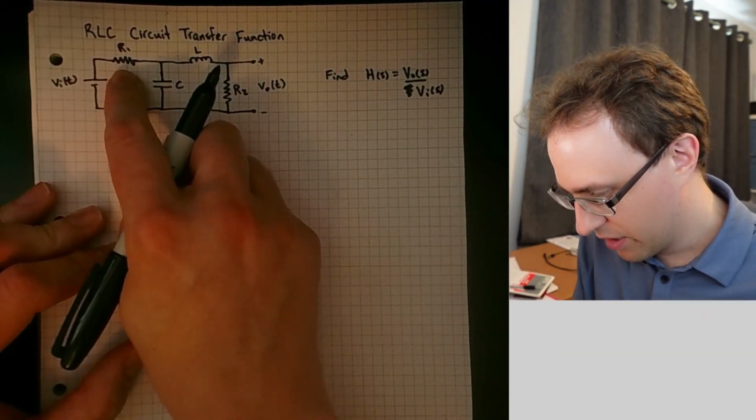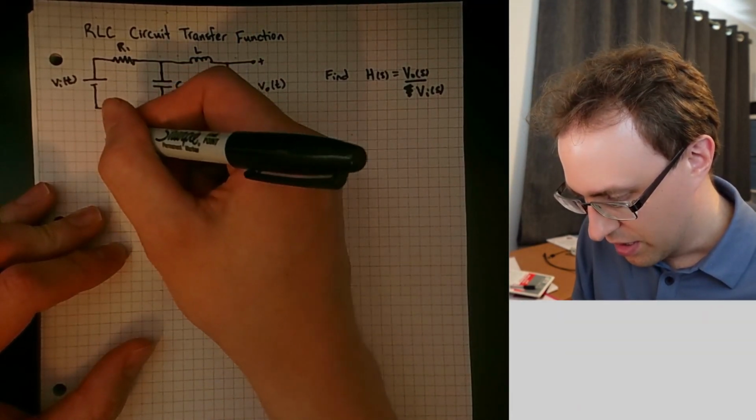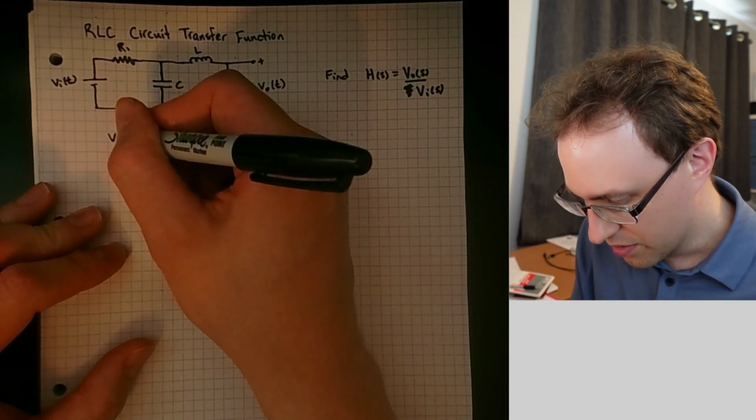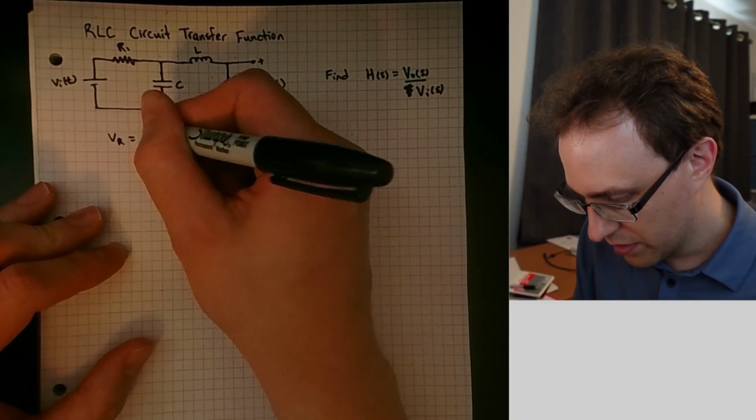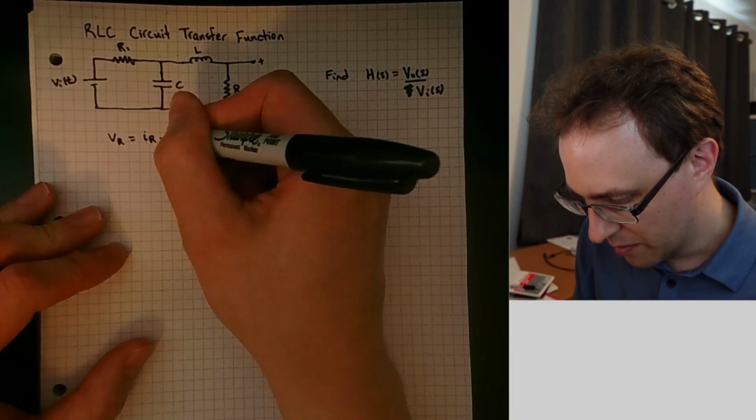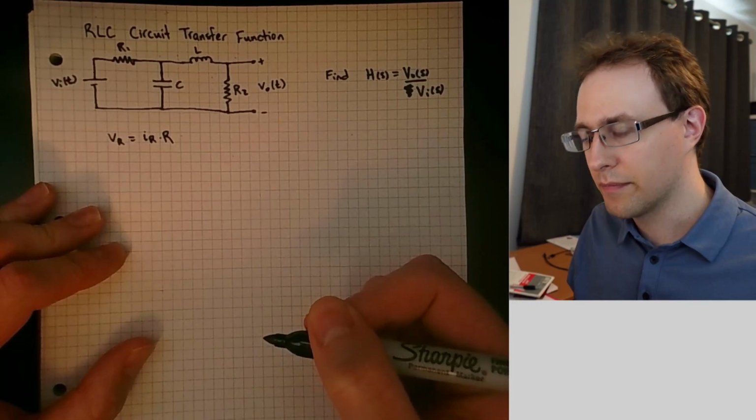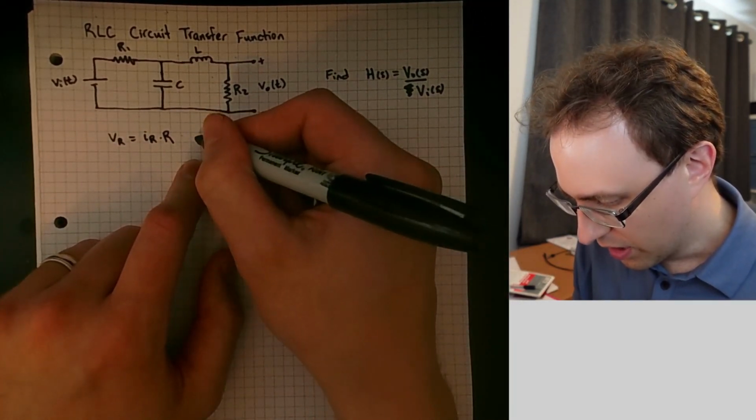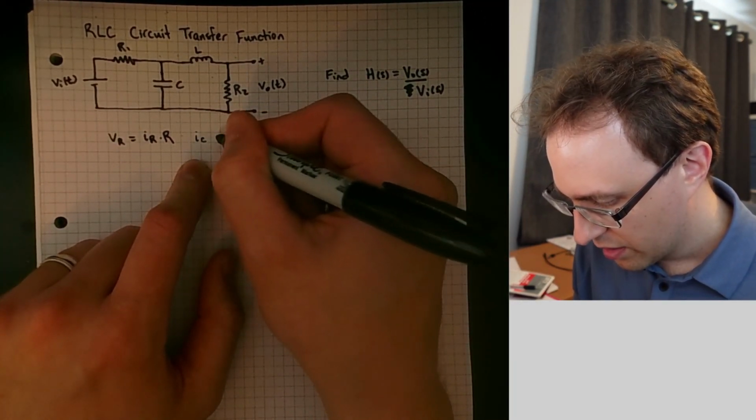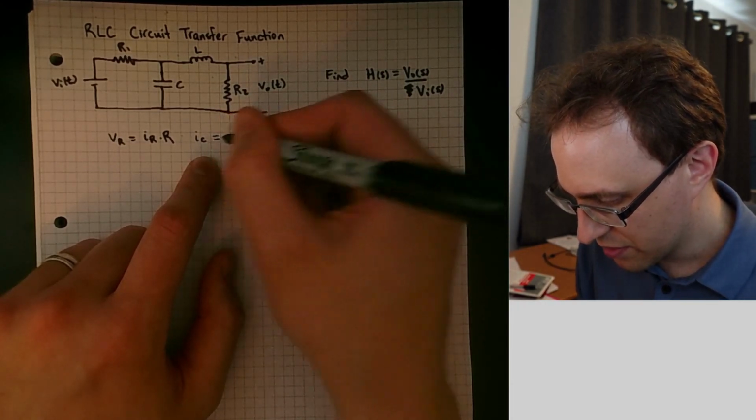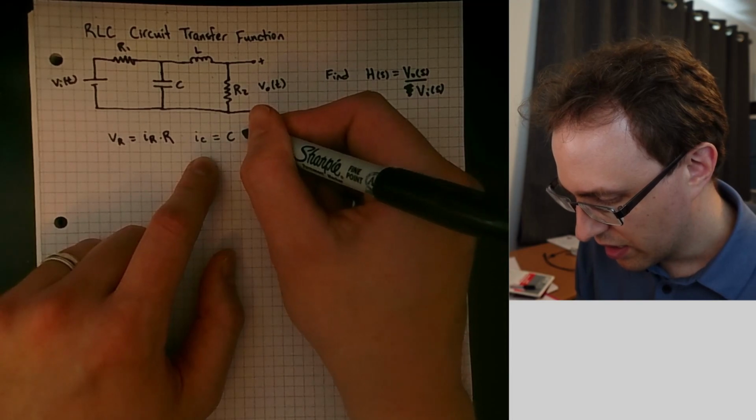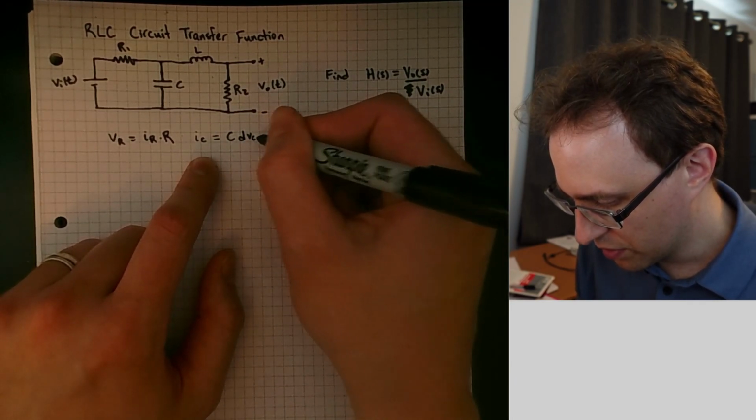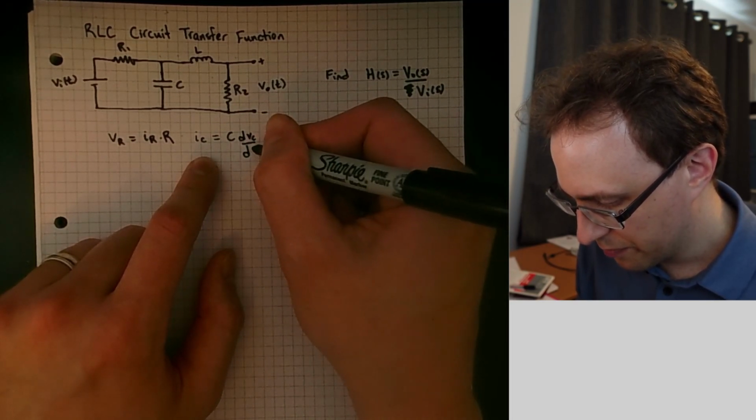So we have here for either of these resistors, we know that the voltage that's across the resistor is going to be equal to the current through the resistor times the value of the resistance. For our capacitor, we have that the current through the capacitor is going to be equal to the capacitance C times the time derivative of the voltage across the capacitor.